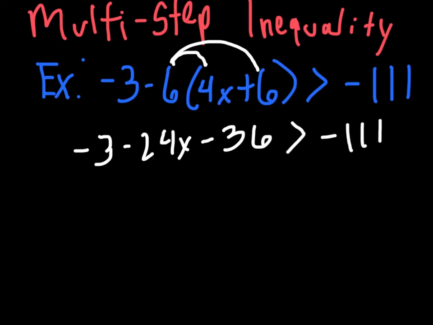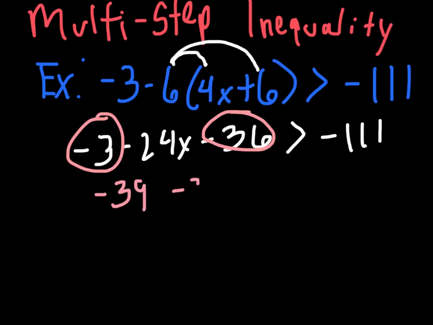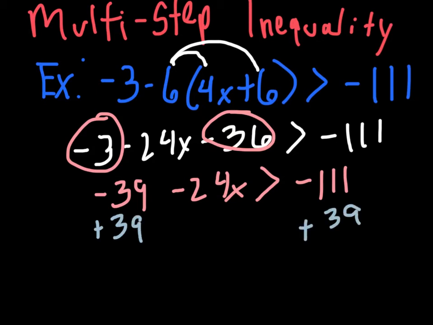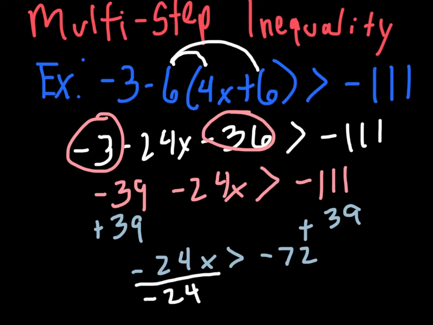We now need to combine like terms. Negative 3 minus 36 will give us negative 39 minus 24x is greater than negative 111. We now need to add 39 to both sides. This will give you negative 24x is greater than negative 72. We finally need to divide negative 24 on both sides. Your final answer should be x is less than 30.